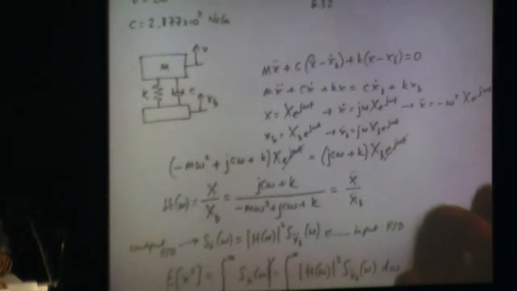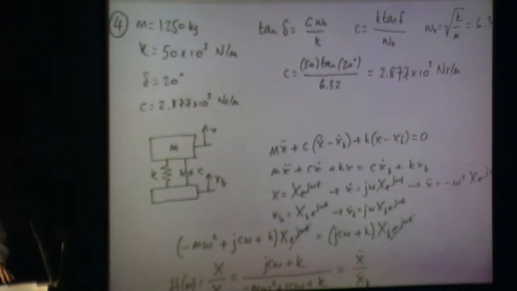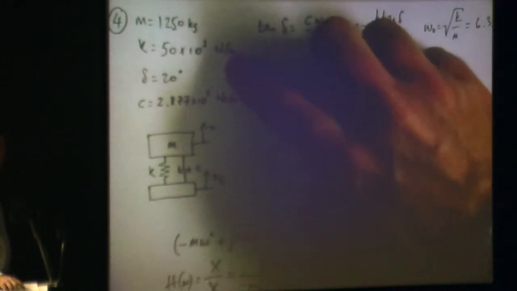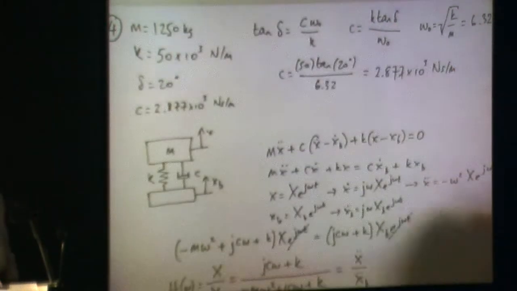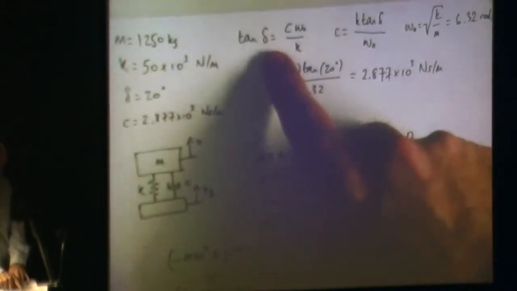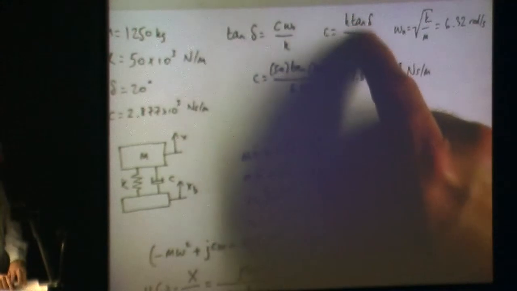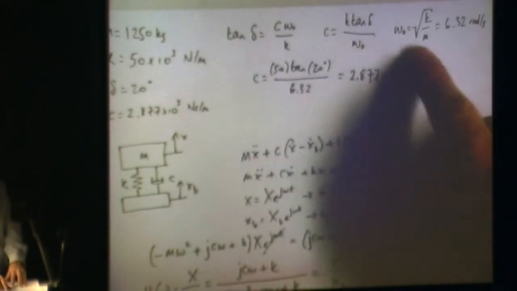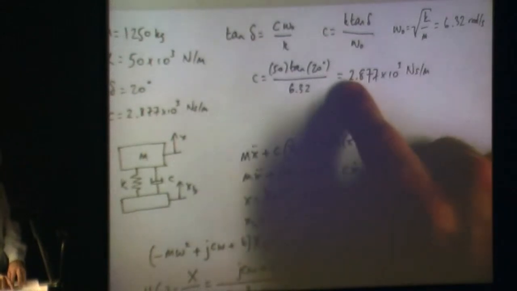So, our problem is a car on a road surface, okay? A car with a mass 1250, spring stiffness of 50 kilonewtons per meter, and a loss angle of 20, okay? To calculate C, we use this equation from our equation sheet. So C is k tangent of delta divided by omega naught. Omega naught quite clearly is root k upon m, so that's straightforward. And then I'll plug in the numbers.